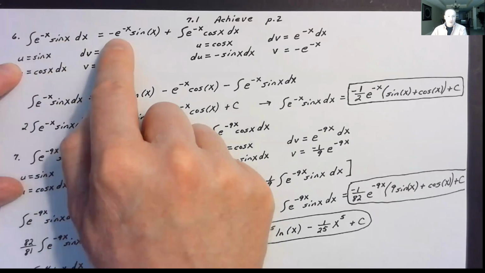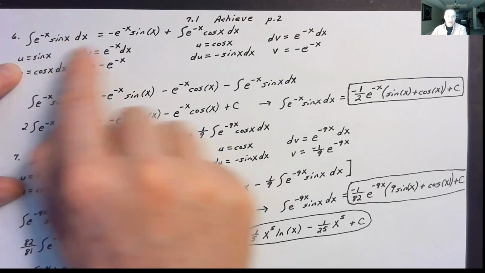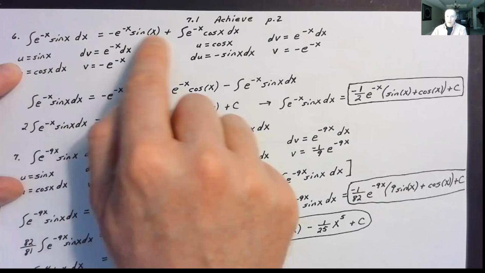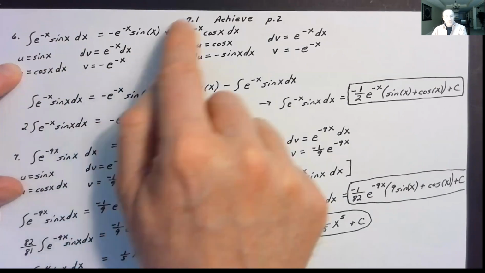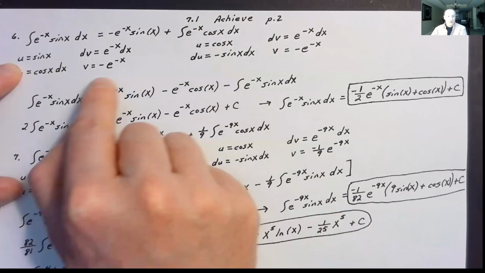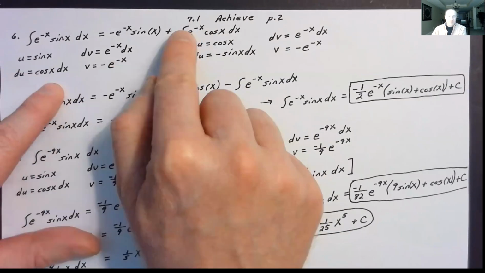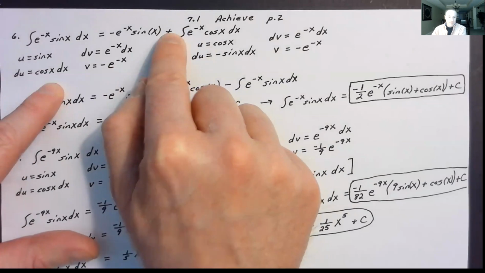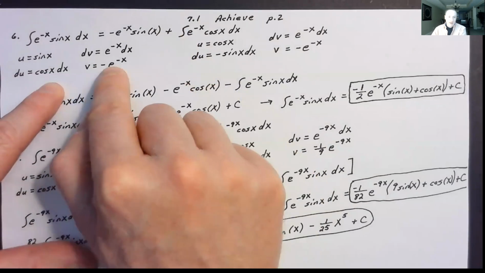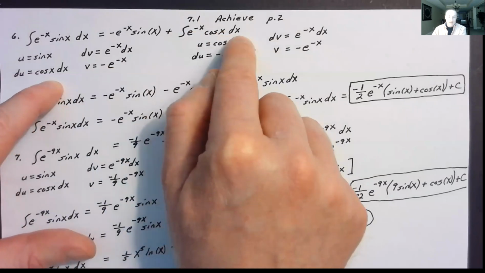Now, integration by parts says that this is going to be negative e to the negative x times the sine of x. That part is done. It's part of my answer. But then plus the integral of v du. Well, sorry, it'd be minus the integral of v du. The reason it became plus is I factored a negative out. So it is plus once you factor out the negative. And then I have e to the negative x cosine of x dx in there.